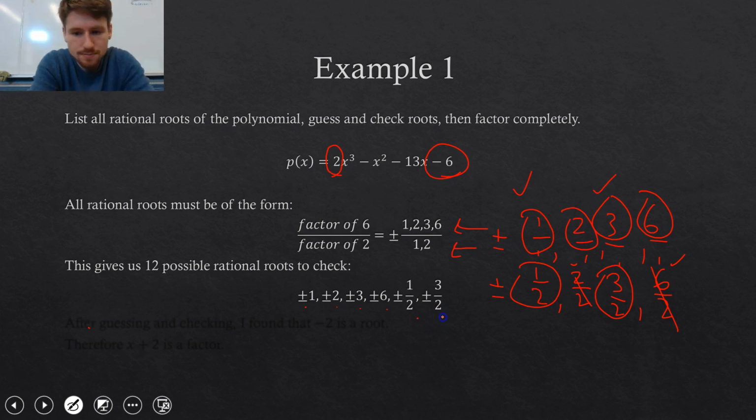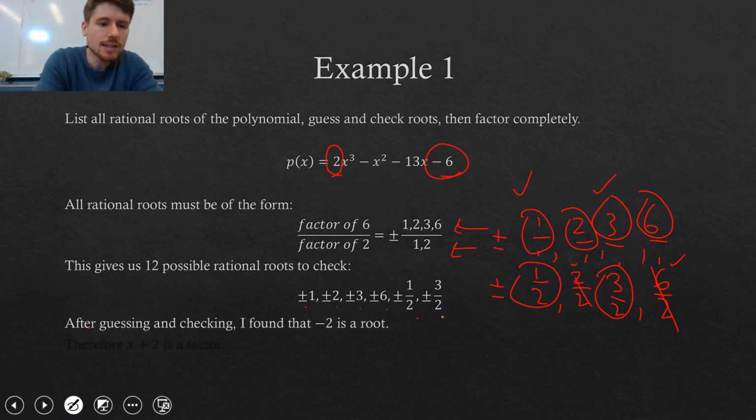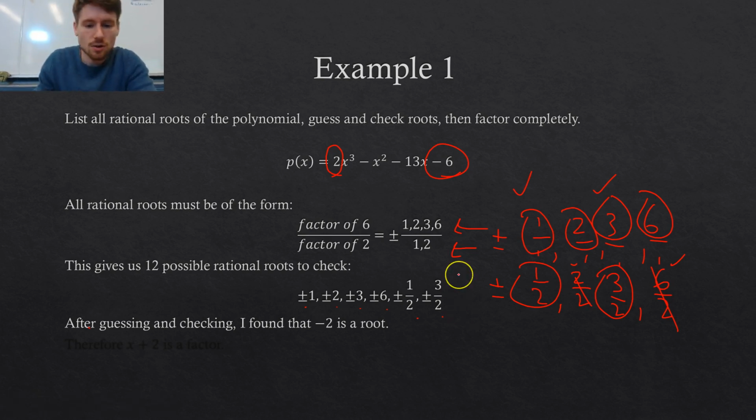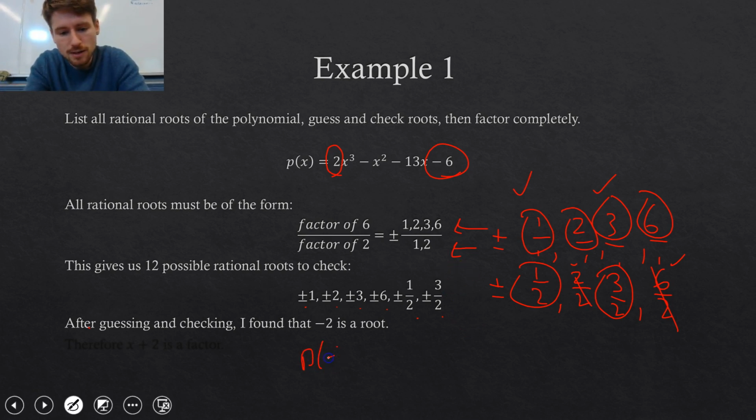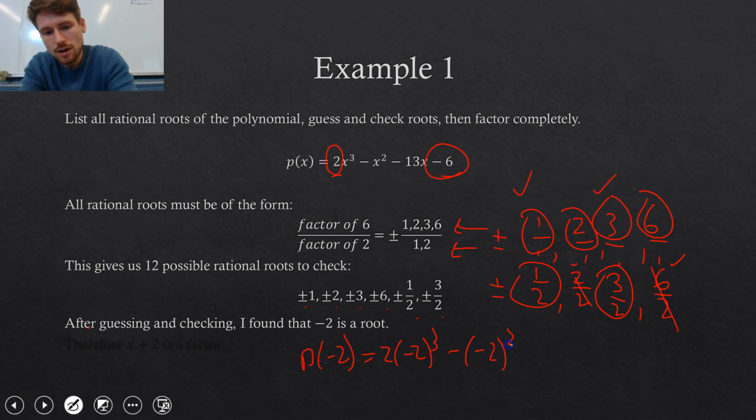So that's okay. And so I did some guessing and checking on this problem. You can plug them into a calculator and figure this out. But I found -2 was a root, and we can just go ahead and evaluate it to check. So if we plug -2 in, we get p of -2: 2 times -2 to the third minus -2 squared minus 13 times -2 minus 6. And I say that this is in fact a 0.